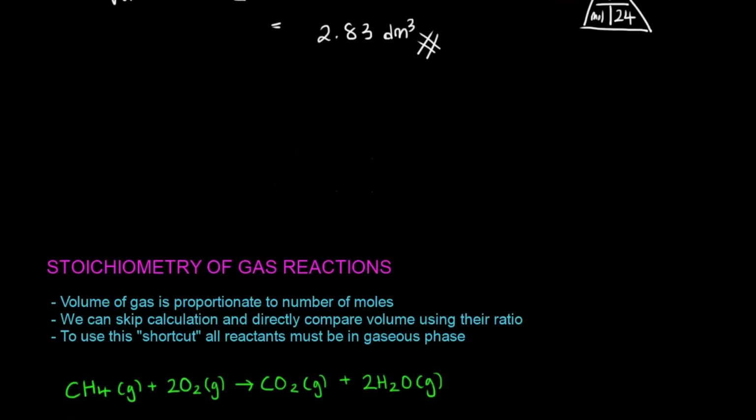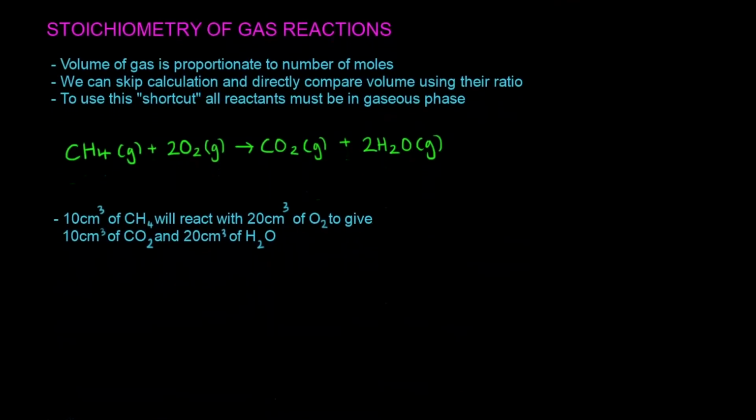Finally, let's just talk about something very quickly. It's called the stoichiometry of gas reactions. Basically, we know that the volume of gas is proportionate to the number of moles. Volume is really just mole times 24, but we can usually skip this step because it is a multiplication. We can actually ignore this multiple if we apply this throughout the gas phase. What do I mean? We can skip the calculation and directly compare the gases using the ratio.